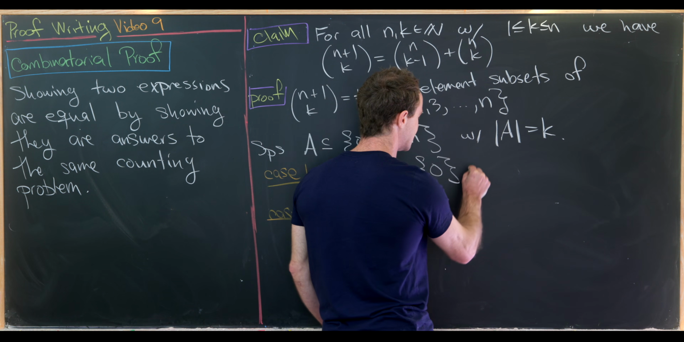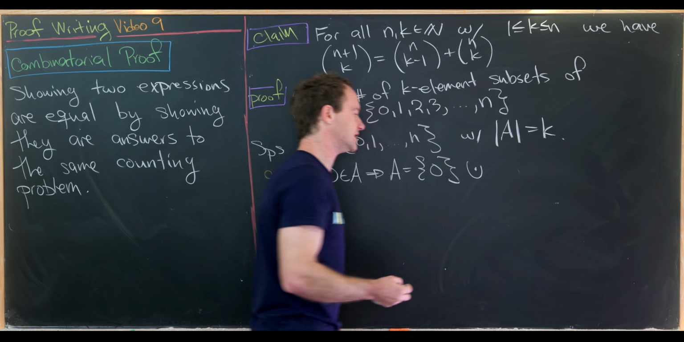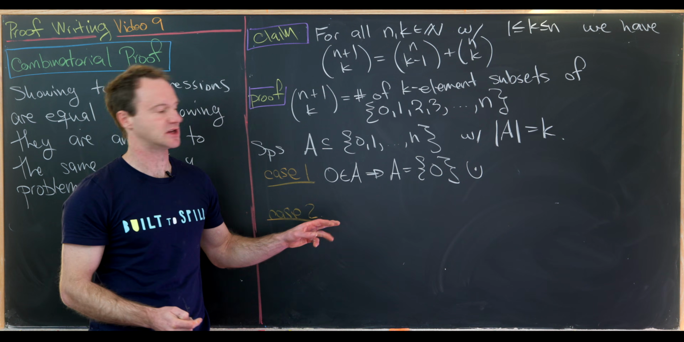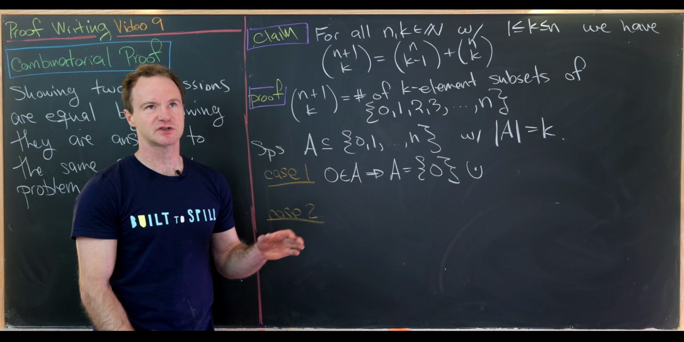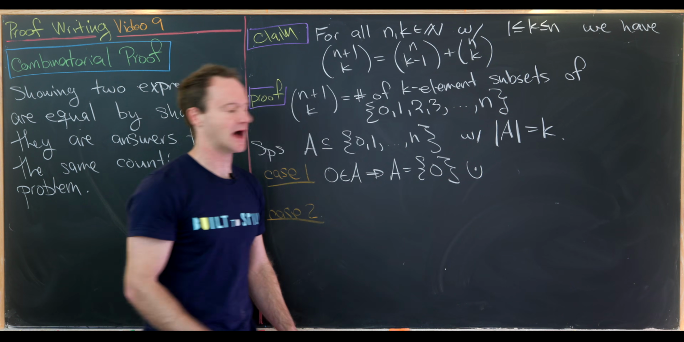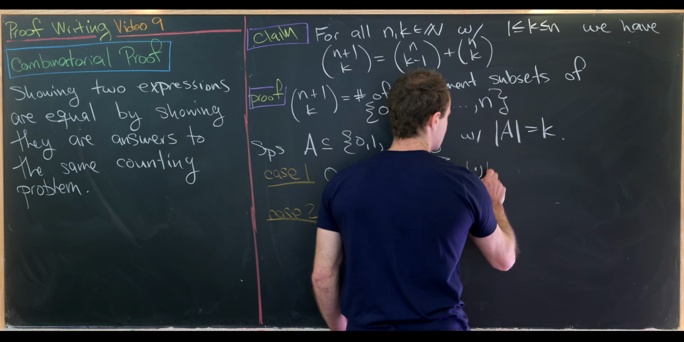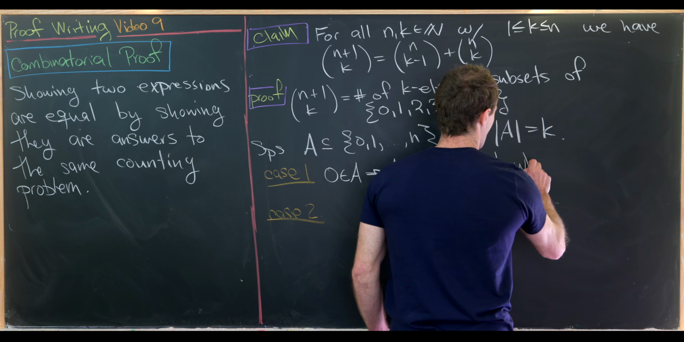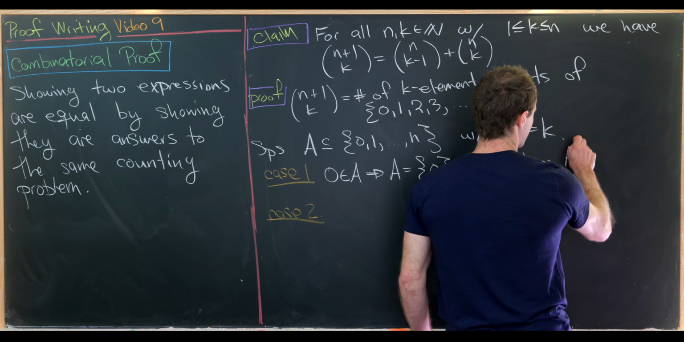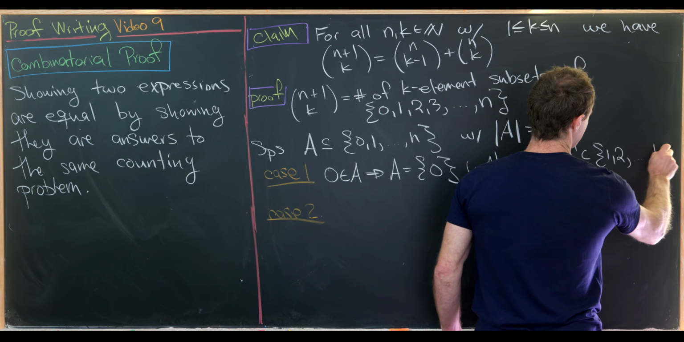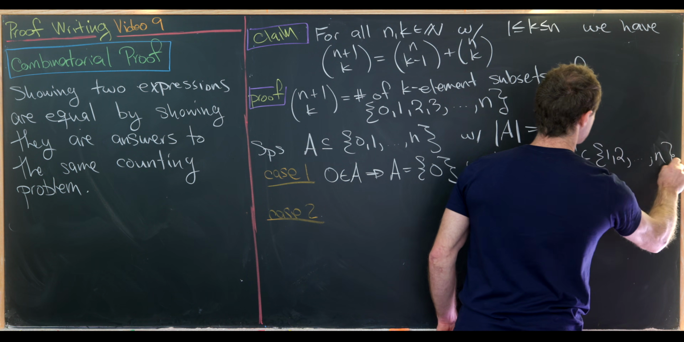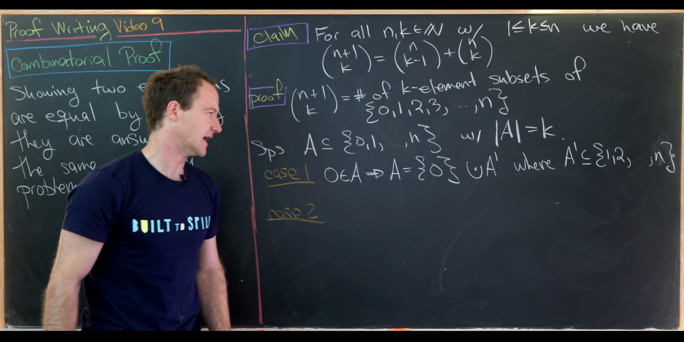It's equal to the singleton 0 disjoint union. So I'm going to introduce some notation here. We have a union with a dot there. That means disjoint union, which means these two elements will not overlap. So it'll be disjoint union A prime, where A prime is a subset of 1, 2 up to n. So it's a subset of 1 up to n.